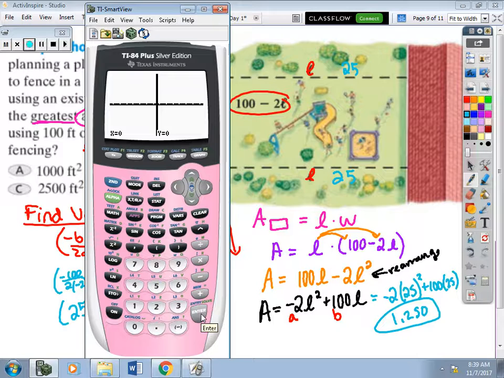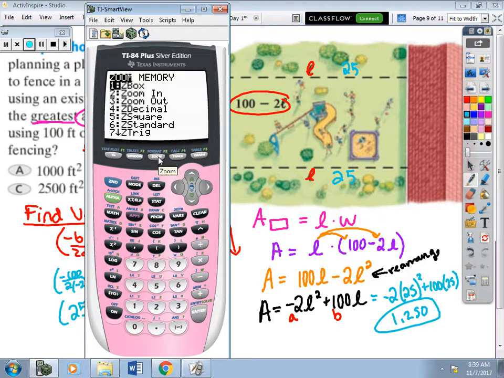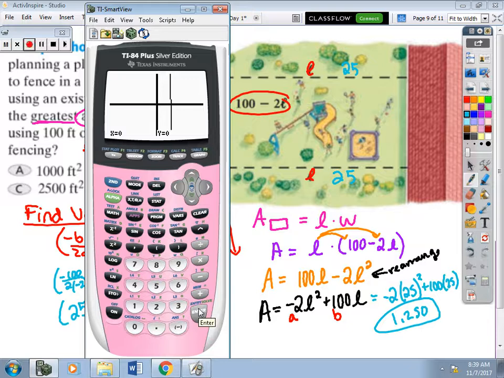And again, now I'm still not seeing anything. Let's try zoom out again. Now I'm seeing a part of it. Zoom out again. Seeing a part of it. You can see why the graphing calculator might be harder than doing it by hand. So I'm still not seeing a good picture. So sometimes you have to go back to zoom 6, restart.